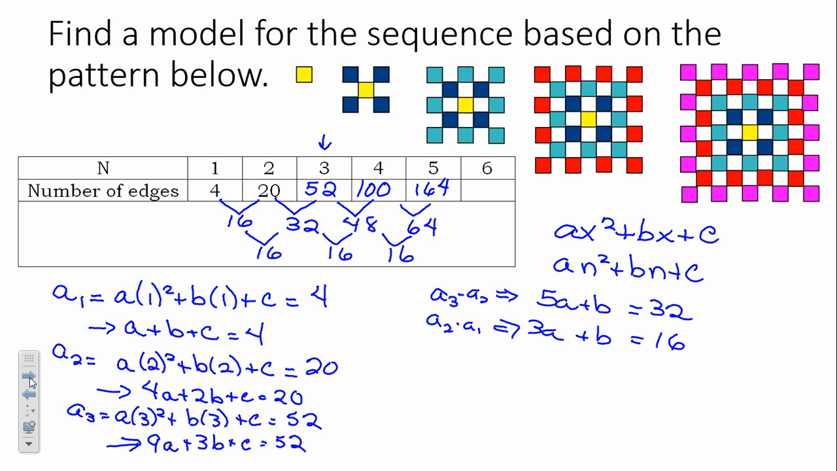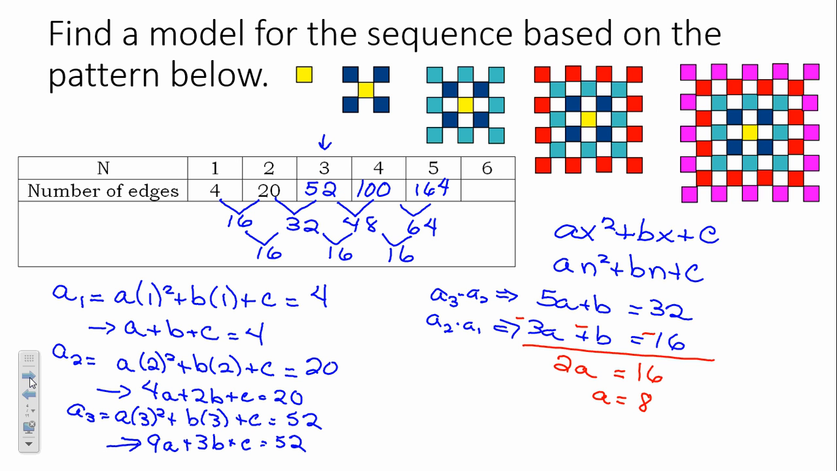Ready to get rid of the b's? Okay? Yep, subtract. So if I subtract, I'm changing the signs of all. 5a minus 3a. b minus b. 32 minus 16. So what's a? A is 8.